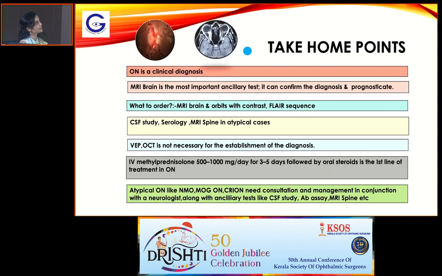So take-home points would be optic neuritis is a clinical diagnosis. We can all diagnose optic neuritis. MRI is not required for the diagnosis, but it is the most important ancillary test because it can confirm the diagnosis and also prognosticate and rule out the masqueraders. And you should order an MRI brain and orbits with contrast, with FLAIR sequence, and CSF studies. And serology should be done ideally in all cases, suspicious cases, MRI spine, and definitely think about atypical cases when you have atypical findings. Thank you.